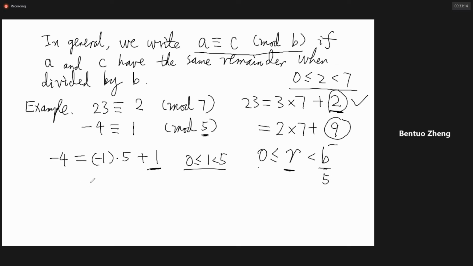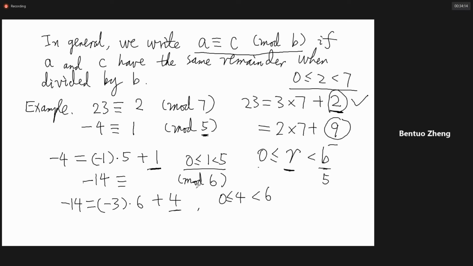So let's look at another example. Negative 14. We want the remainder mod 6. What is the remainder for negative 14 modulo 6? So think about it. 4, because, all right, that's great. We write negative 14 is equal to negative 3 times 6 plus 4. So this 4 is indeed greater than or equal to 0, less than 6. So the remainder is 4.